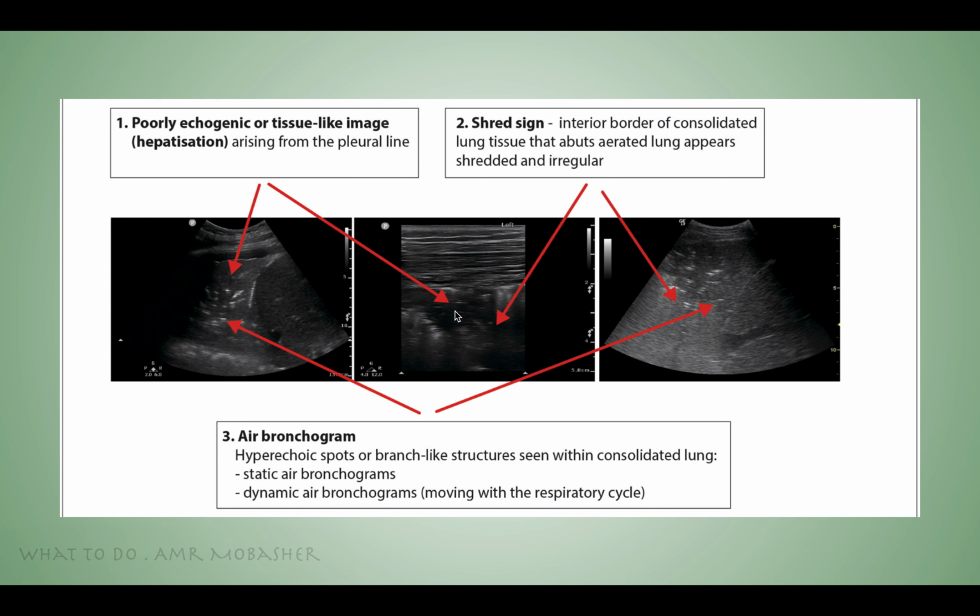Shred sign, if you look at the interior border of the pneumonic part, when it is close to the normal site where there is no consolidation, you will find it shredded and interrupted, a very irregular border. This is the shred sign, a very sensitive sign for pneumonia. But most importantly and easier to detect are hepatization and air bronchogram.